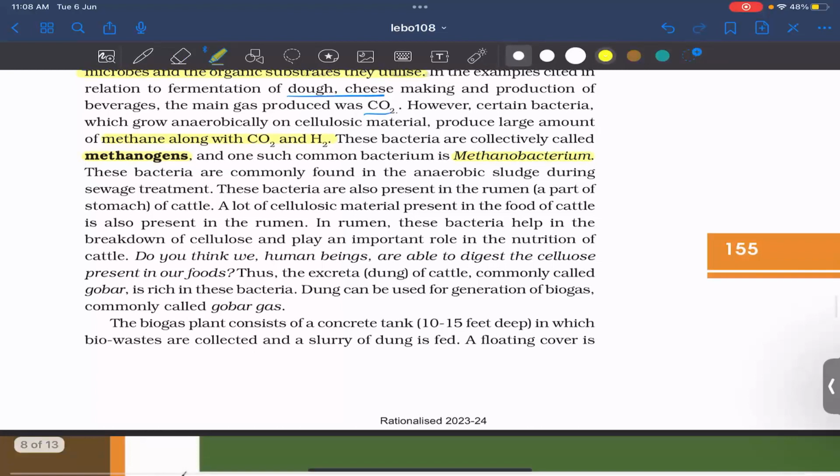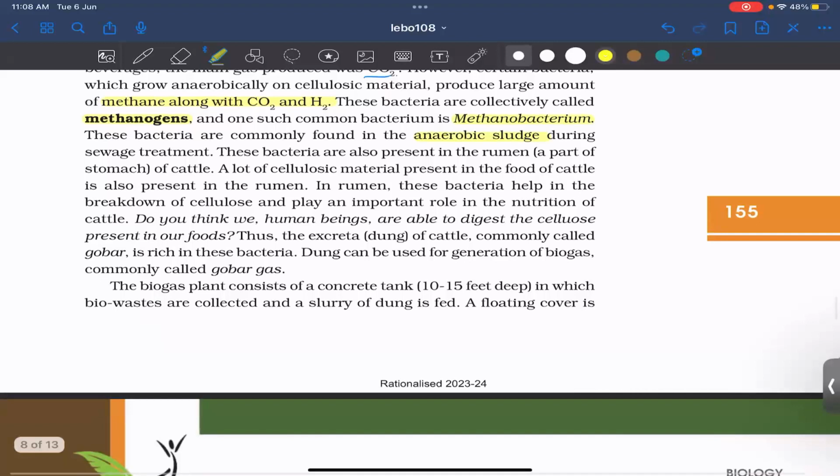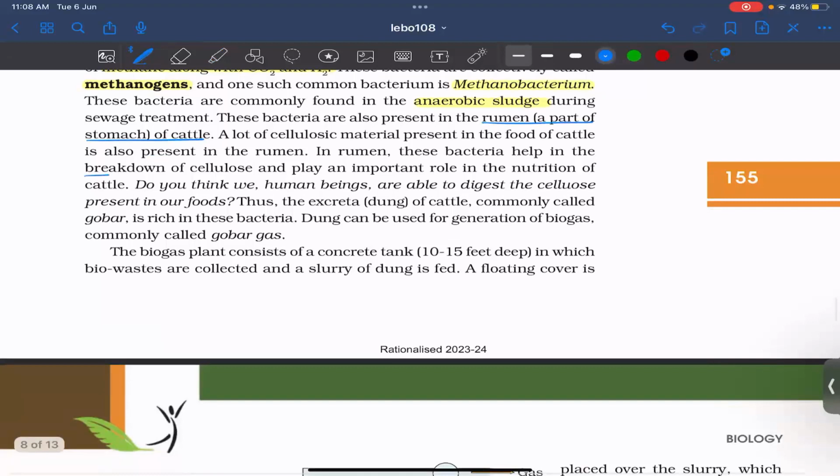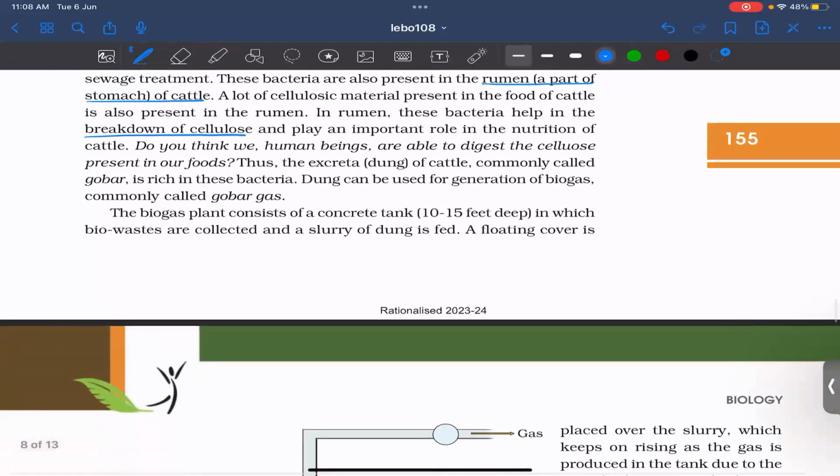So for example, one such common bacterium is Methanobacterium. These bacteria are commonly found in anaerobic sludge during sewage treatment, and they are also present in the rumen of cattle. This is a part of the cattle stomach. The cattle stomach has four parts, out of which one part is the rumen, where the breakdown of cellulose takes place. Now the excreta, the cattle dung, is also rich in these bacteria. That's why it is used for the generation of biogas, which is called gobar gas.